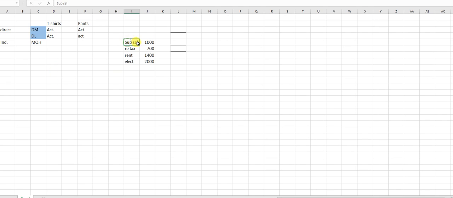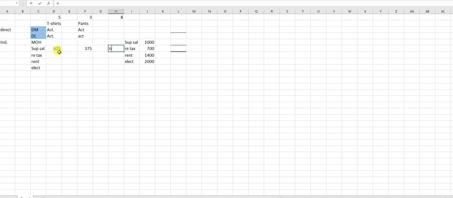Okay, so if you think about it, supervisor salary, I might want to allocate it between t-shirts and pants based on the number of people that are working on the line. So let's say I have 5 people that work on t-shirts and 3 people that work on pants. So I have a total of 8. Okay, so what I'm going to do for my supervisor salary, these are all my manufacturing overheads. I'm going to say, all right, I have 1,000 and I want 5/8 of it to go here, and I want 3/8 to go there.